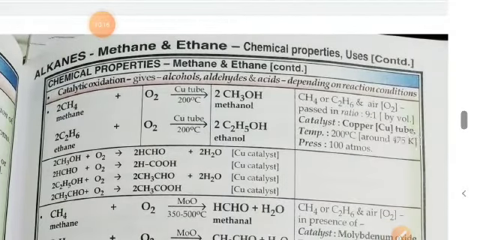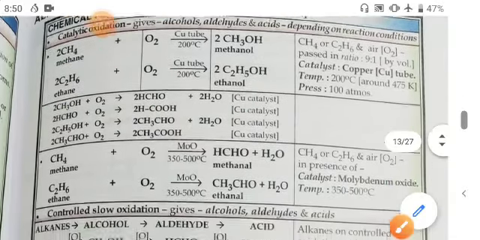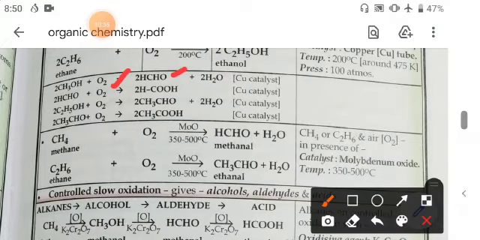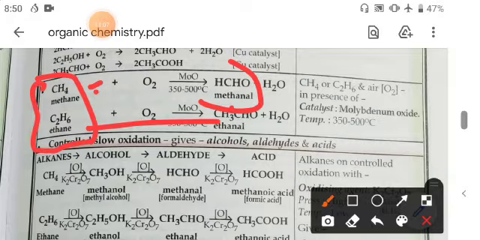Now, if these are oxidized they form alcohol: methane forms methyl alcohol, called methanol, and ethane forms ethyl alcohol, called ethanol. When oxidized further they give the aldehyde group: methanal and ethanal. If a saturated hydrocarbon burns, with the help of oxygen it gives formaldehyde, called methanal, and ethanal.